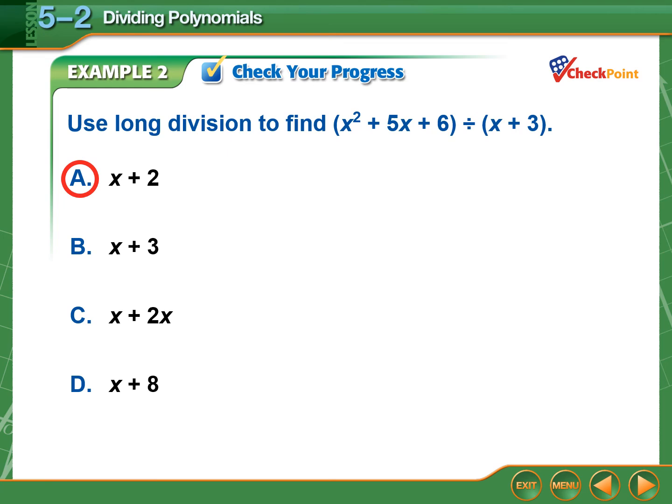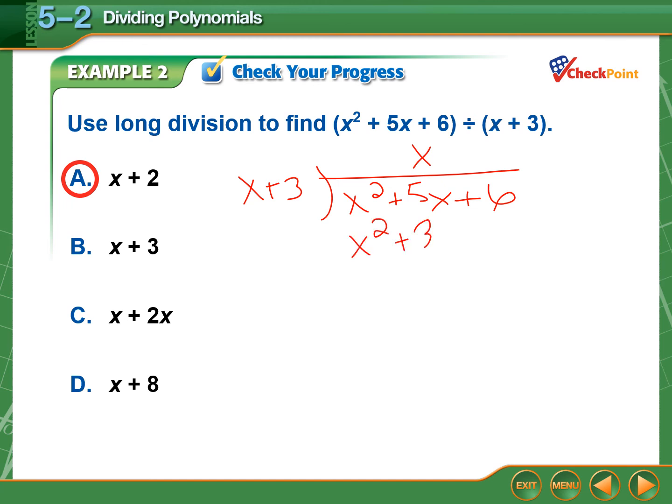All right, so let's do it. X squared plus 5x plus 6 divided by x plus 3. So what do I need to get x squared back? I need an x. X times x is x squared. X times 3 is 3x. That is subtraction that I have to do. So x squared minus x squared, gone. 5x minus 3x, 2x. I've got to bring down that 6.